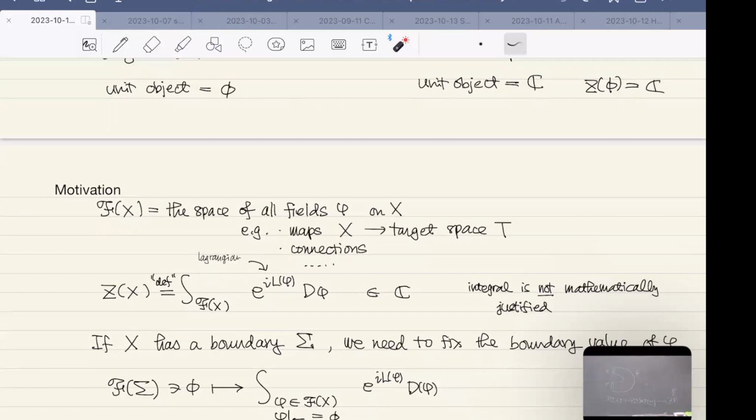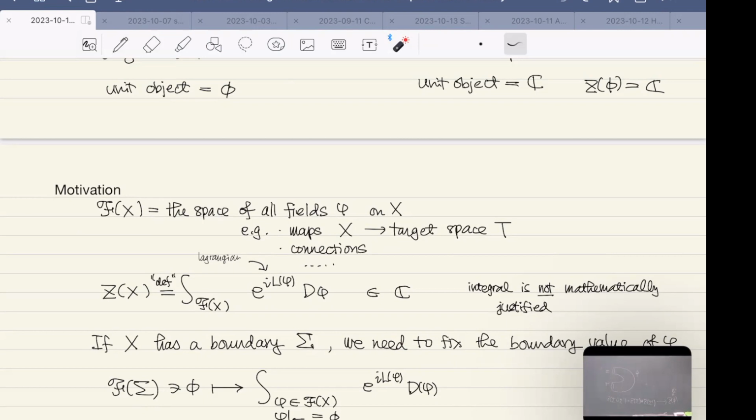So if X is a usual smooth manifold, F of X is the space of functions or similar objects. So this F of X is a very huge space. This is an infinite dimensional space. So you consider F of X as some kind of infinite dimensional manifold.